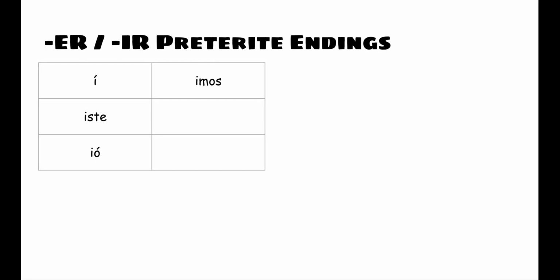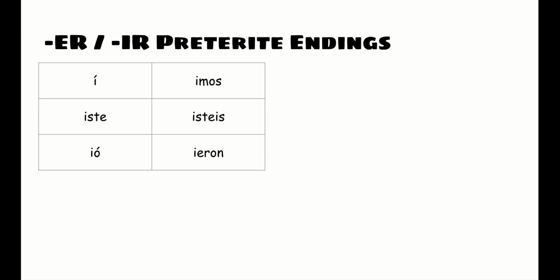And pay attention and notice that imos we're going to use even if it's an ER verb. So correr, beber, comer, we're all going to use an I ending instead of an E ending. Isteis is for vosotros, and ieron is for third person plural subjects of verbs.